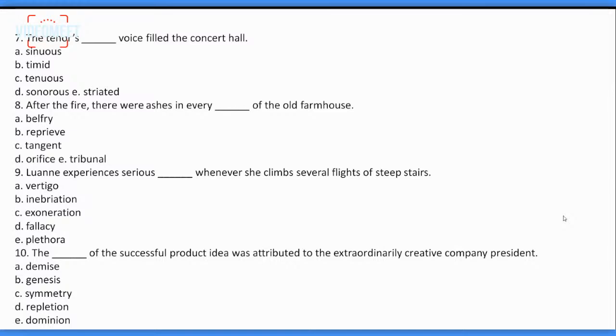The next word, that is the last word, is dominion. Dominion is supremacy. Supremacy again has a tint of rudeness or arrogance to it, but we're looking for something that is positive. So the only word that makes a lot of sense here is Genesis. The correct answer for the 10th question would be B, Genesis.